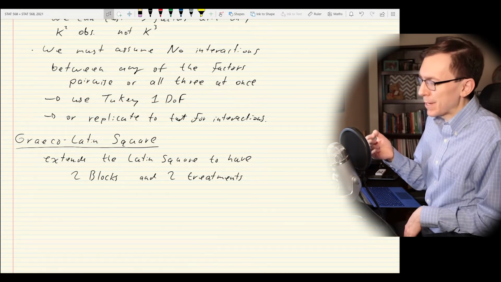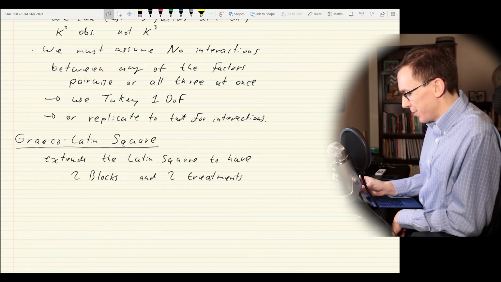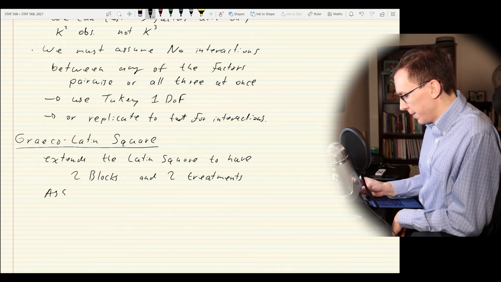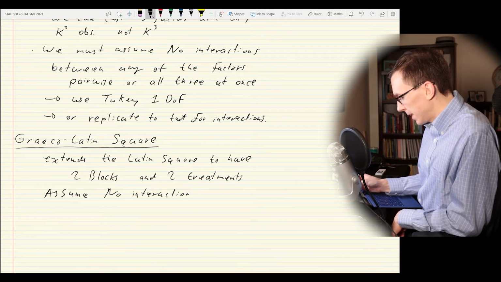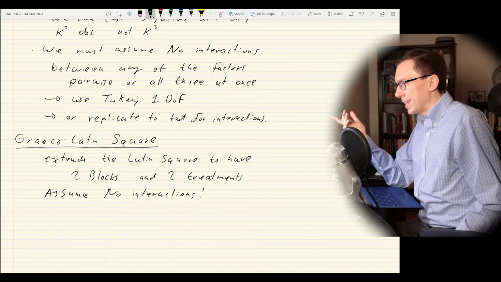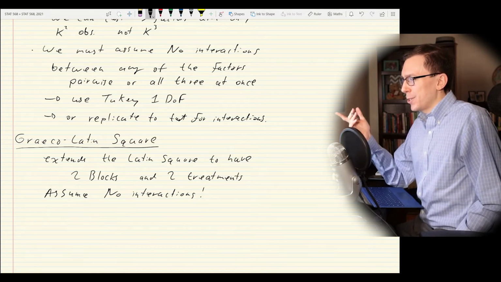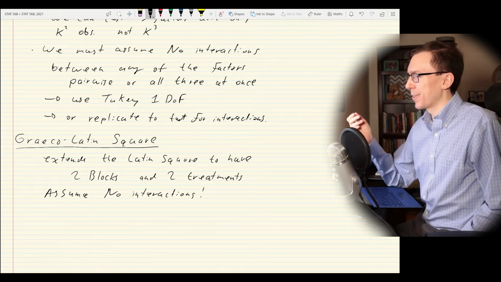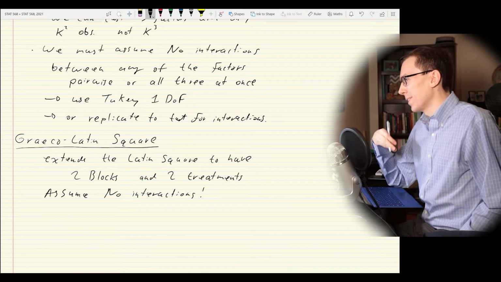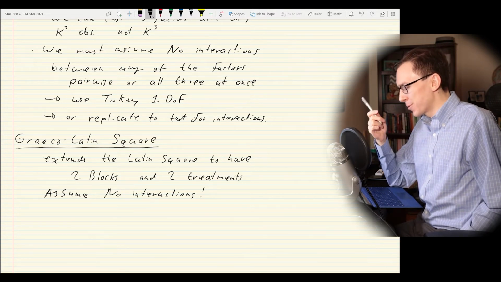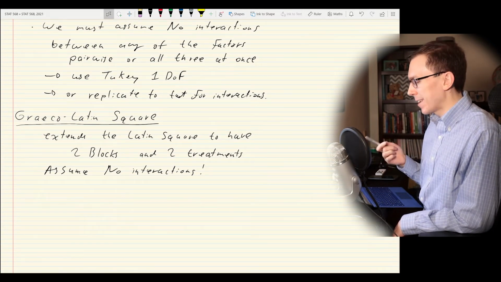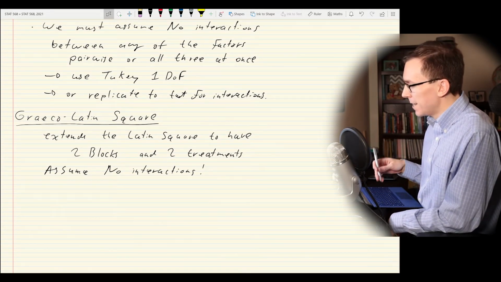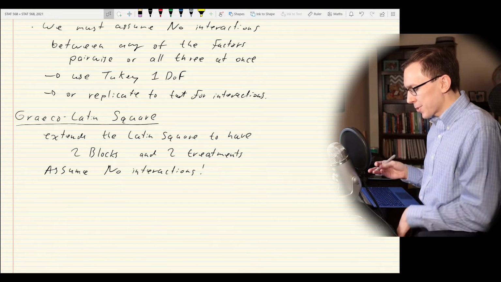It doesn't strictly have to be that way, but we still have to assume no interactions. So if you have 4 different treatments, you have to have a pretty strong assumption that none of them are interacting with each other, or you could run into some trouble. And this will actually come back again when we look at factorial designs and things like that. But okay, so what is a Greco-Latin square?